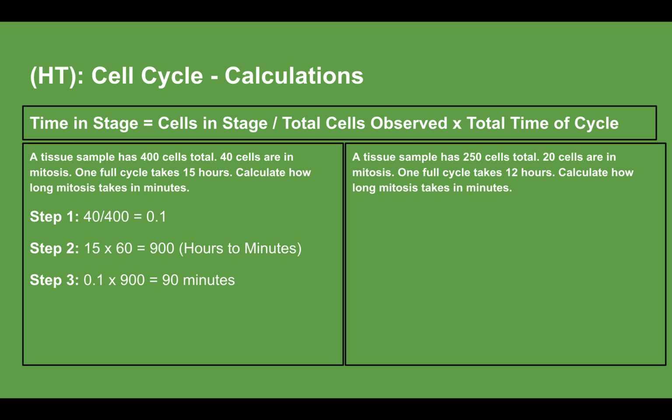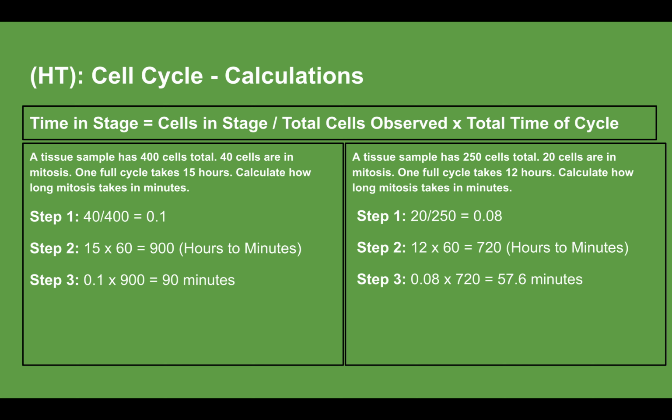Right, so I hope this question has been answered, and we'll mark it now. So step 1, there's 20 cells in mitosis, so we need to divide that by 250, which is the total amount. That will give us 0.08, and we need to convert 12 hours into minutes. So 12 times 60 is 720, so 720 minutes. And lastly, we need to multiply 0.08 by 720, which will give us 57.6 minutes.